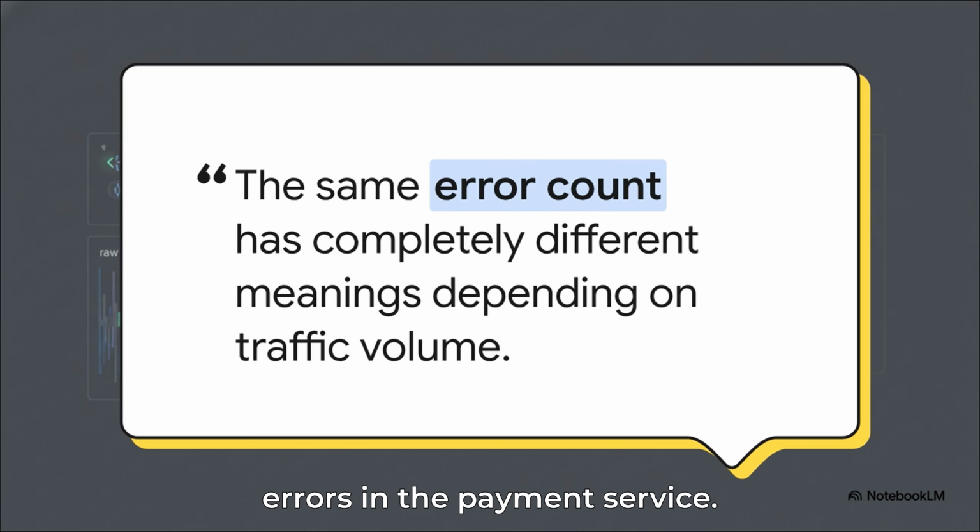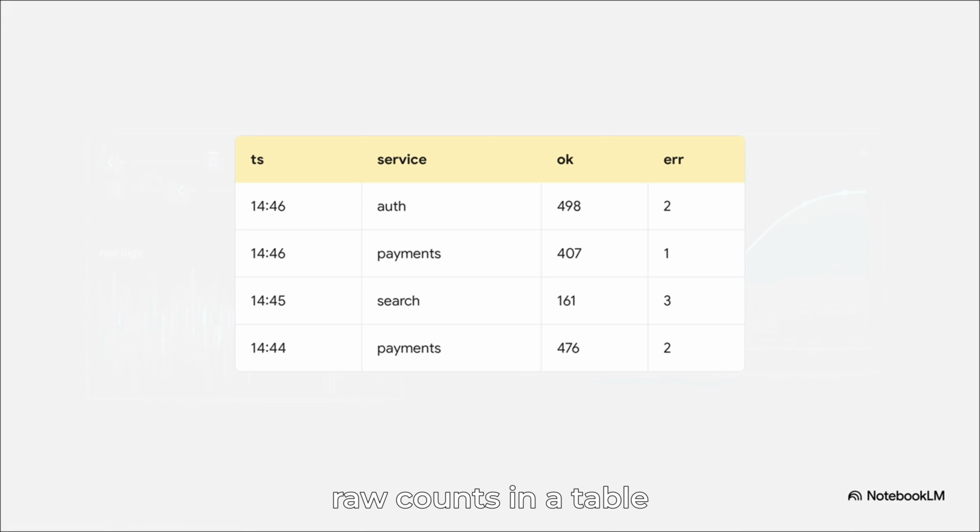Context is literally everything. And this is exactly why staring at raw counts in a table like this doesn't work. It just doesn't give you the error rate percentage you actually need for threshold-based alerting. You can't just set an alert for 10 errors. You absolutely have to calculate the percentage of failed requests over time to actually understand the severity of what's happening.